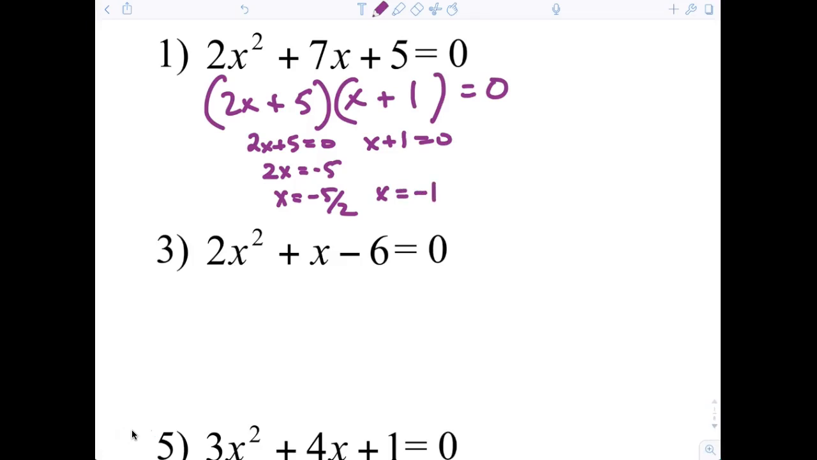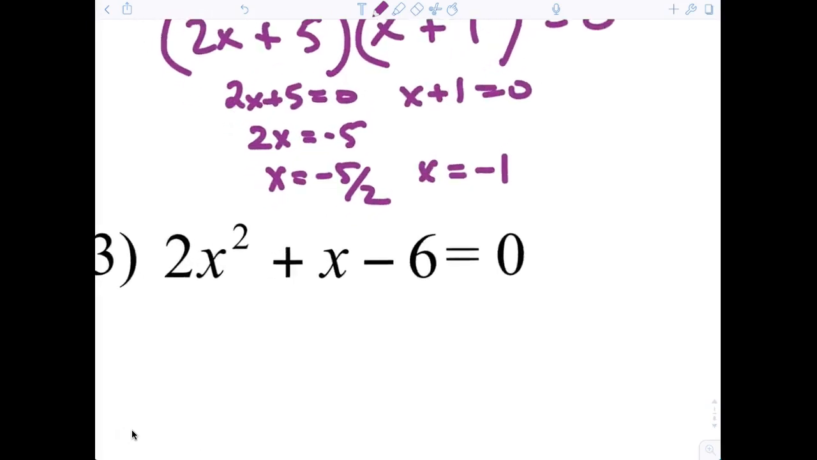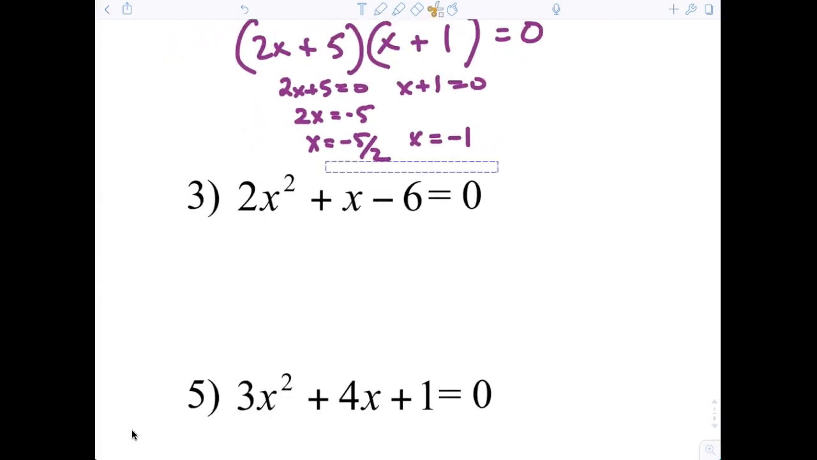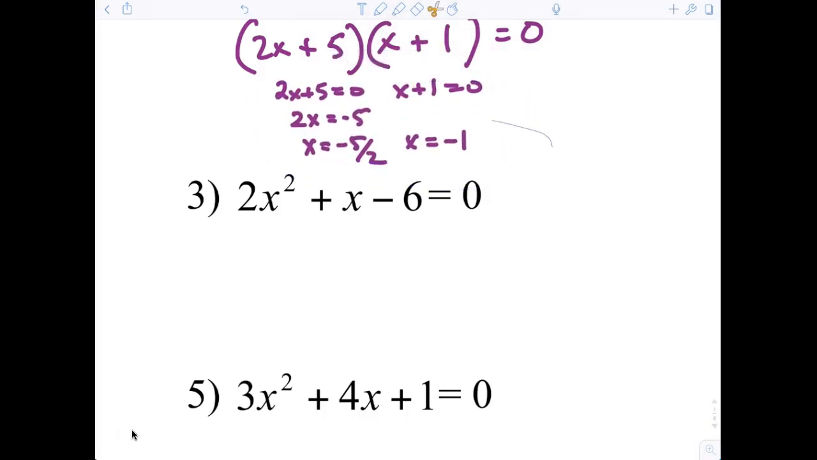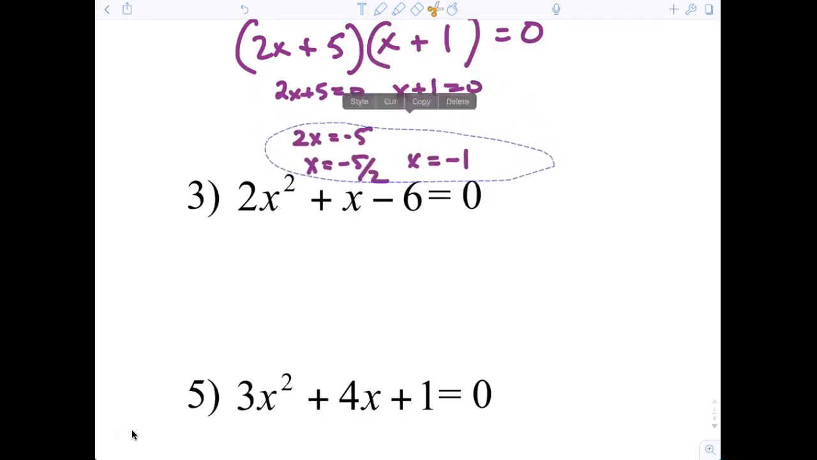Is everybody with me on this? Okay, so let me go through this like this, Julian. Watch. So I subtracted 5 from both sides. You see it now? And then I divided both sides by 2. Agreed?